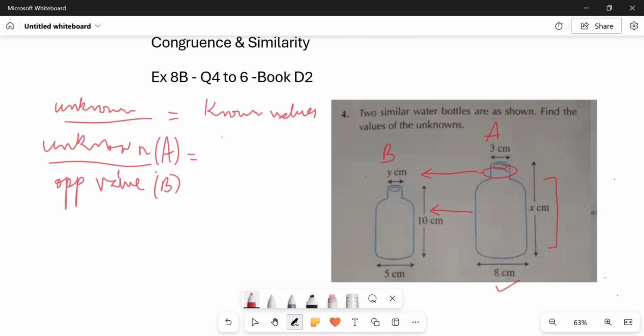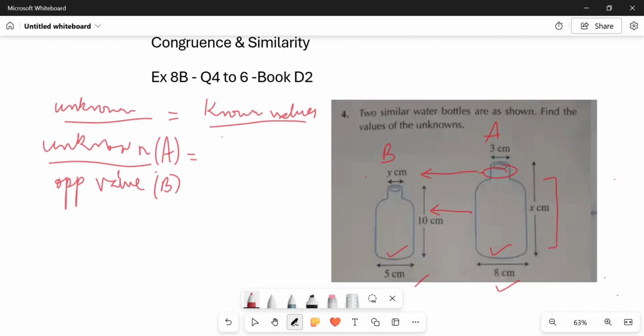So you cannot take 3 centimeter over y centimeter, because in this first part we are finding the value of x. In one equation, we cannot find two unknowns together. We need to find only one unknown. So we can take the 8 centimeter ratio with 5 centimeter, the bottom one, because the value of the bigger bottle is there and the value of the smaller bottle is also there. Make sure that both values are given. That's why I wrote here known values.